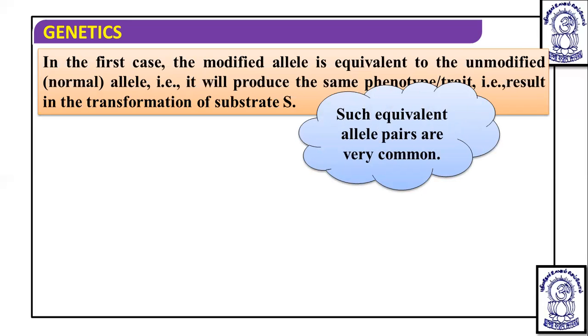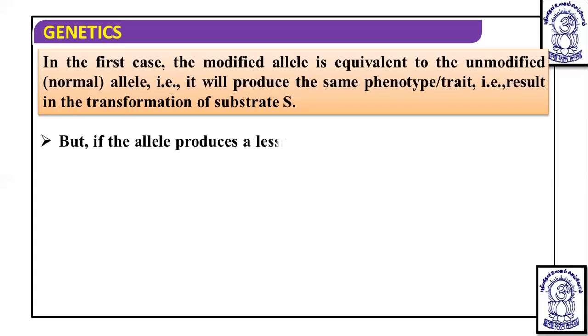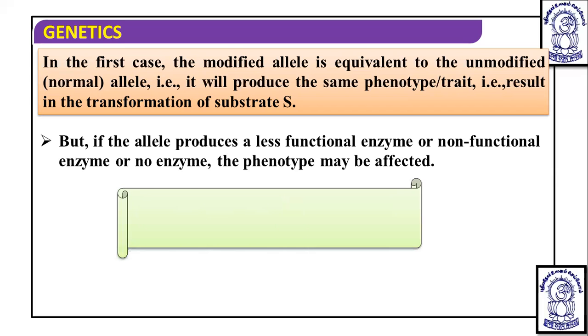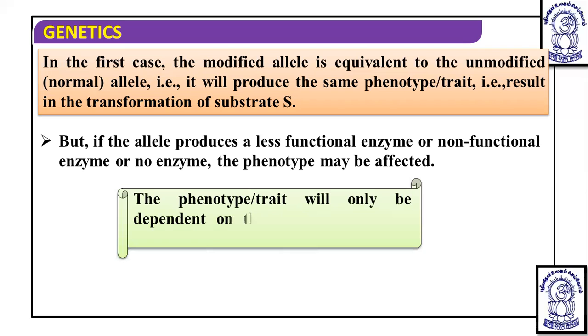Such equivalent allele pairs are very common. But if the allele produces a less functional enzyme, a non-functional enzyme, or no enzyme, the phenotype is affected. Means in the second and third case, the phenotype is going to be affected or changed. So the phenotype or trait will depend on the functionality of the unmodified allele. Whether the unmodified allele is functional or non-functional, whether it is changed much or not, that will define the phenotype.